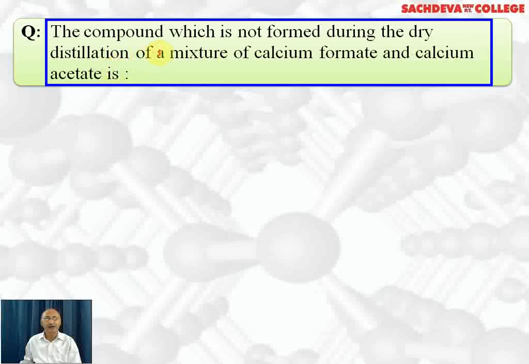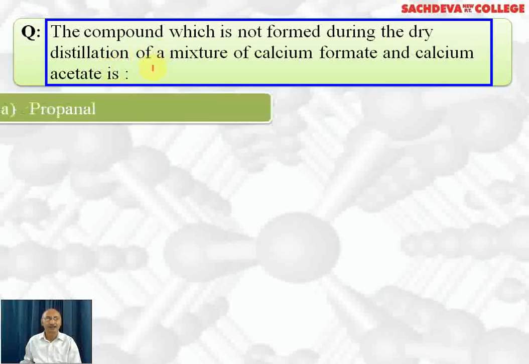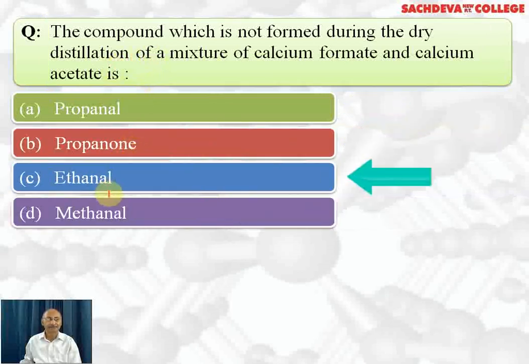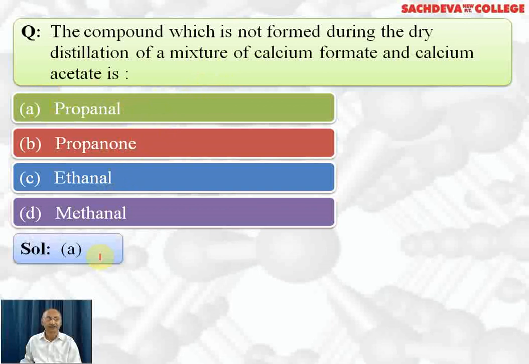Next question, the compound which is not formed during dry distillation of a mixture of calcium formate and calcium acetate: propanal, propanone, ethanal, methanal. Now calcium formate when it undergoes dry distillation will give methanal. So this product is formed. Calcium acetate when it undergoes dry distillation alone will give propanone. So this product is also formed. When both are distilled together, ethanal will be formed. It means propanal cannot be formed. So correct answer is A part.